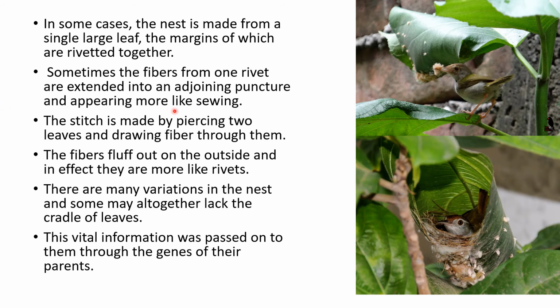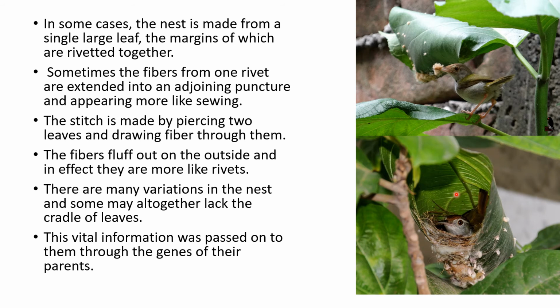In some cases, the nest is made from a single large leaf, the margins of which are riveted together. Sometimes the fibers from one rivet are extended into an adjoining puncture, appearing more like sewing. The stitch is made by piercing two leaves and drawing fibers through them. The fibers fluff out on the outside and in effect they are more like rivets. There are many variations in the nest and some may altogether lack the cradle of leaves.